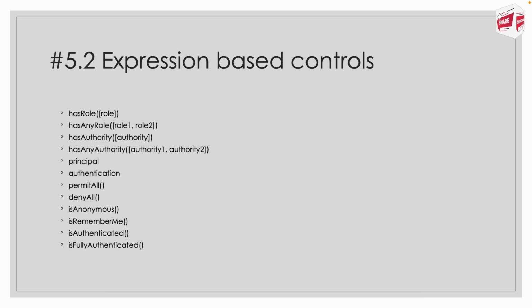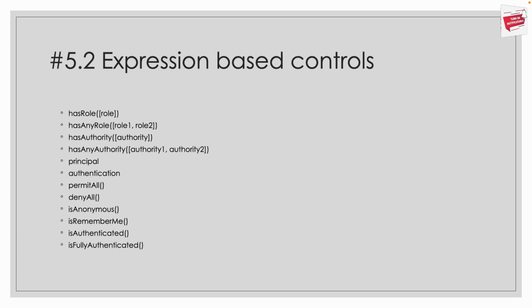Next one is principal. Principal is nothing but your current user. It allows direct access to the principal object, so you can retrieve whatever information you require from that principal object, like ID, name, etc. The next one is authentication. Authentication allows direct access to the current authentication object obtained from the security context. The next one will be permitAll. It will allow all the users to access your endpoint URLs. denyAll always evaluates to false and it denies all requests to the particular endpoint URL.